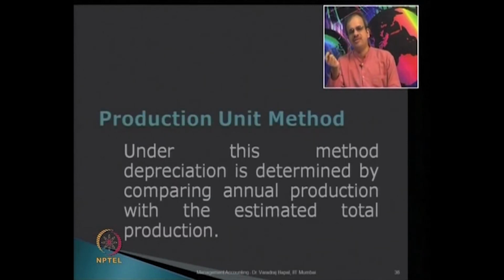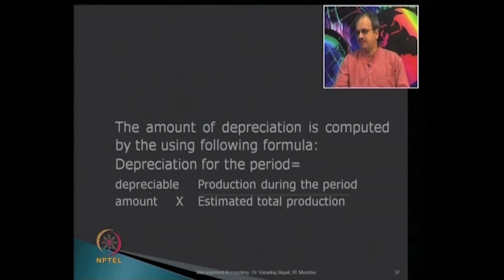There is one more method which is similar, that is based on production units. Here we try to calculate the number of units for which the machine is used and the output which it produces. Now, the depreciation is calculated like this: the depreciable amount multiplied by production during the period divided by the estimated total production.